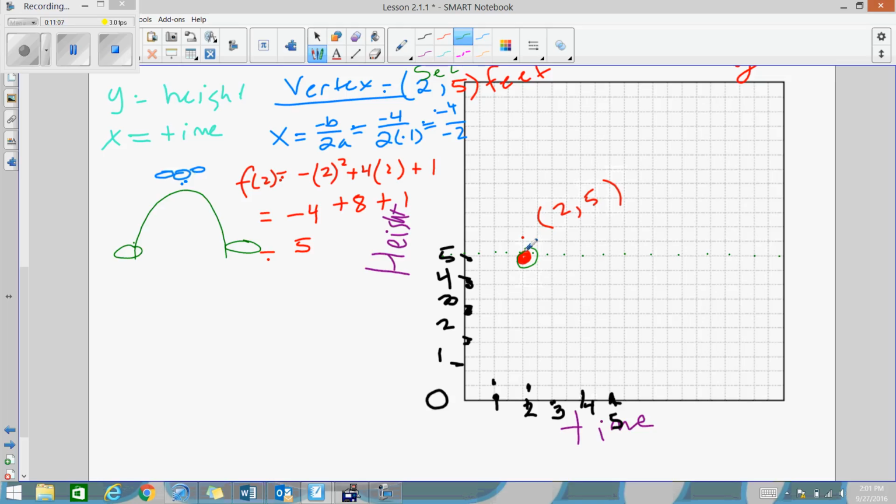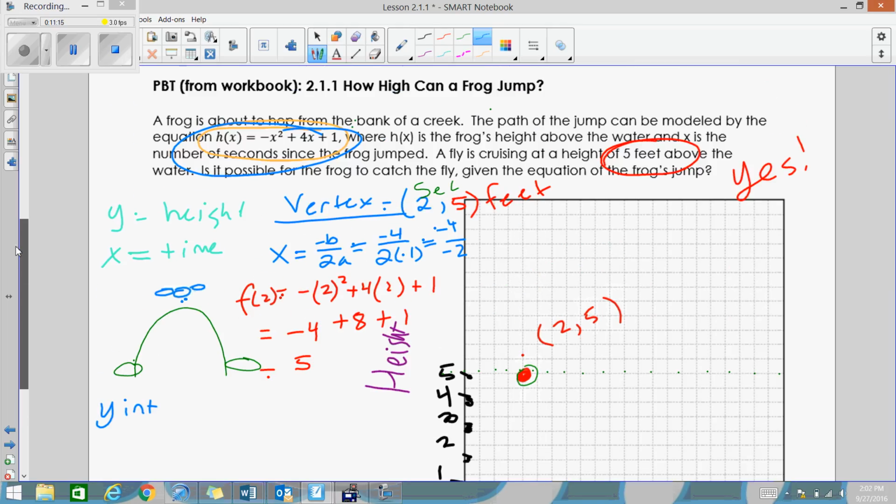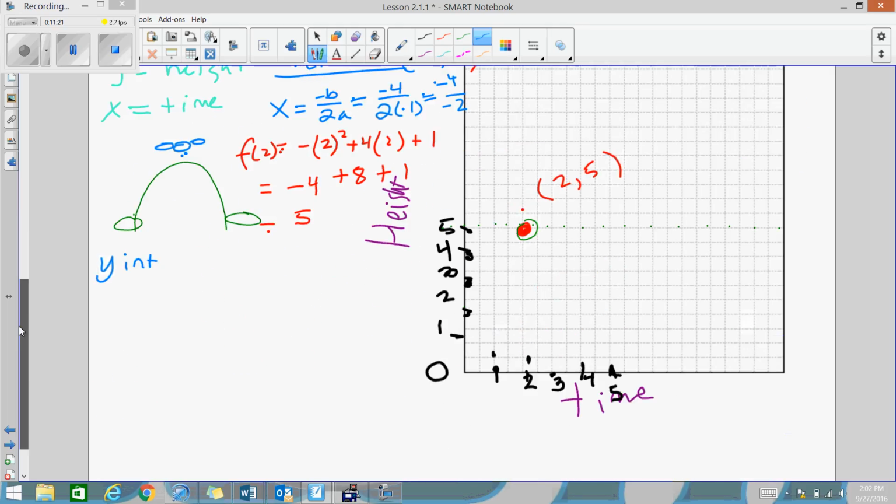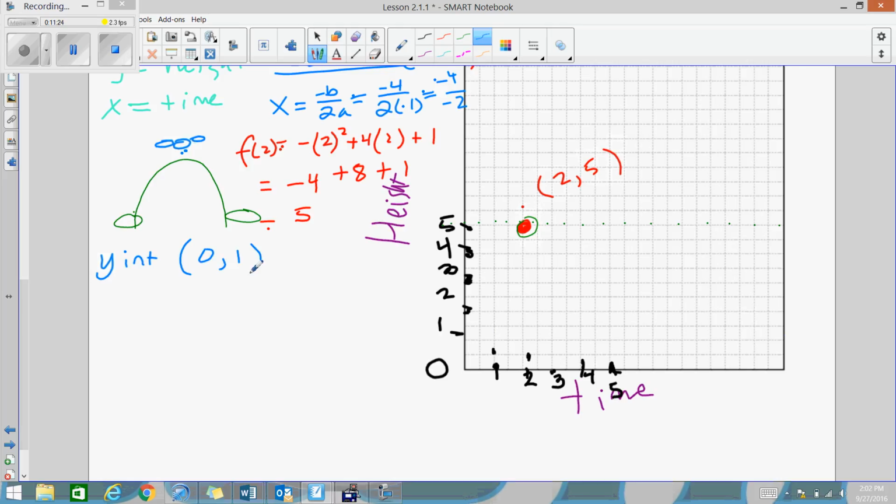So we need a couple important points. We need our y-intercept. If you look at this problem, what is the y-intercept? Well, your y-intercept is your c value, which is 1. So our y-intercept is (0, 1). We need to graph that. (0, 1) is right there. So that's your y-intercept.